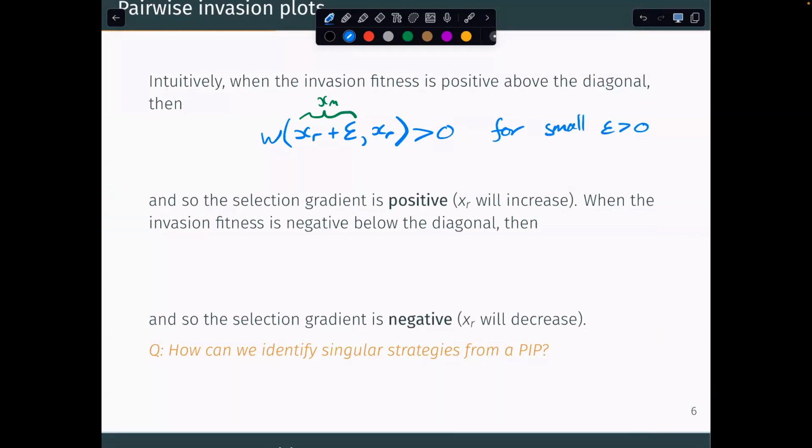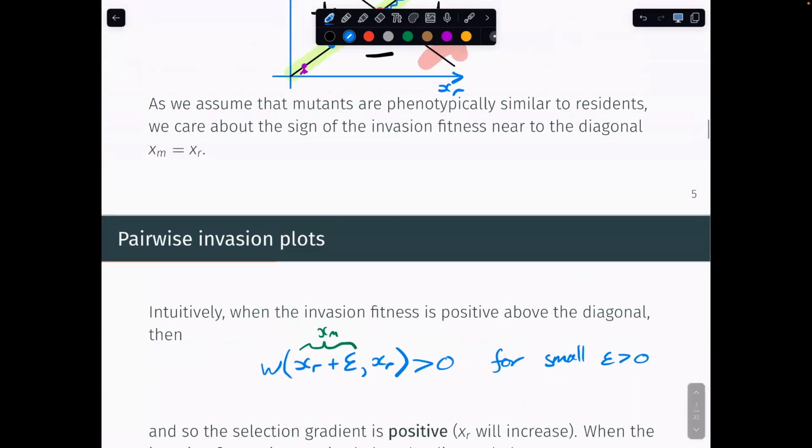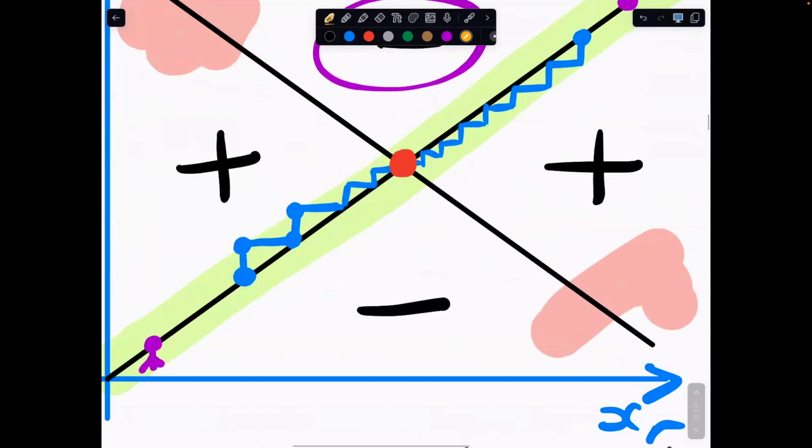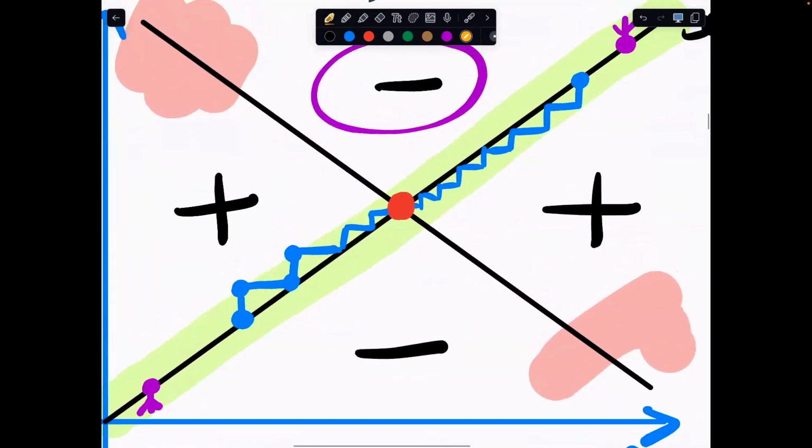This isn't necessarily true for all. As you can see here, if I zoom in, the picture is getting a little bit busy now, but suppose I'm here. The region above this main diagonal, this region up here, is positive. So if I have a mutant that is slightly bigger, then we're in this positive region. However, if I go much bigger, I'm now in that negative region. So it only accounts for local effects.